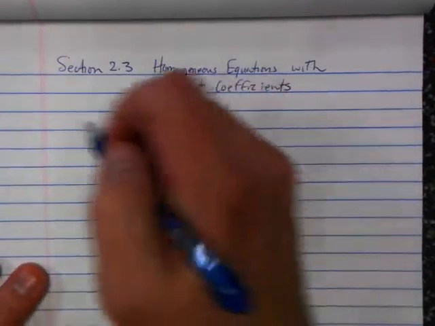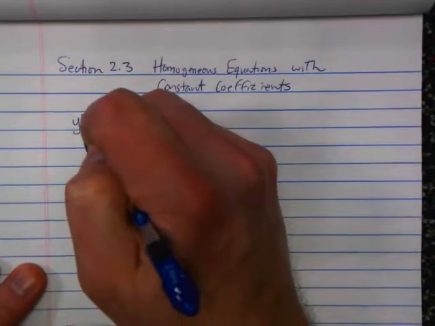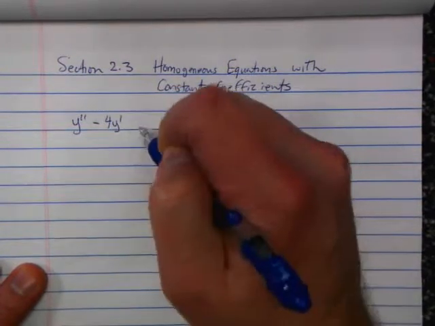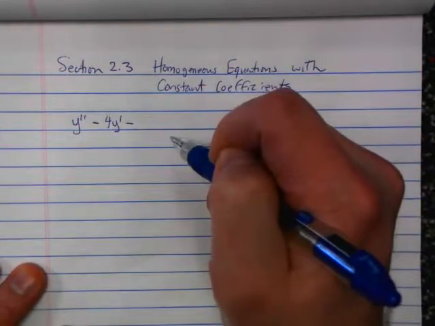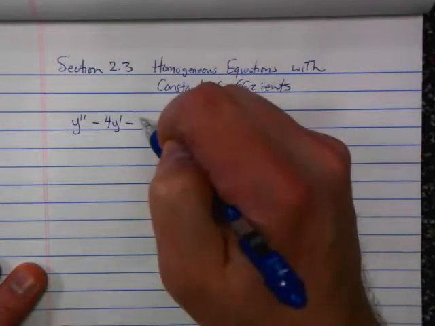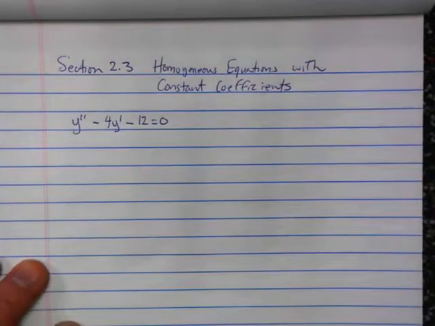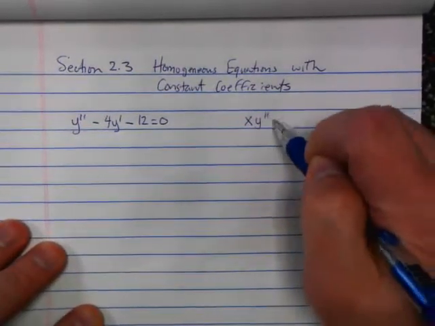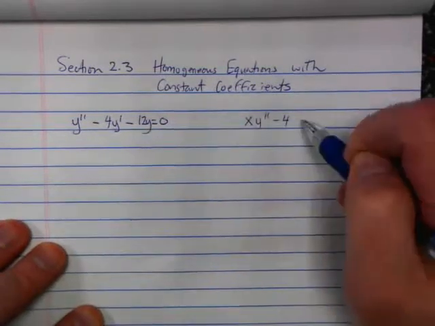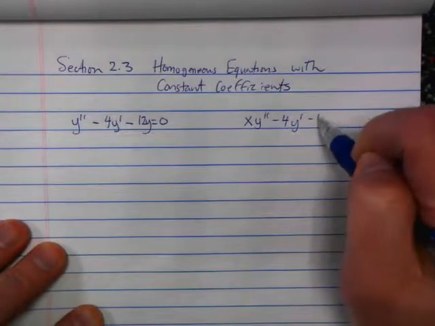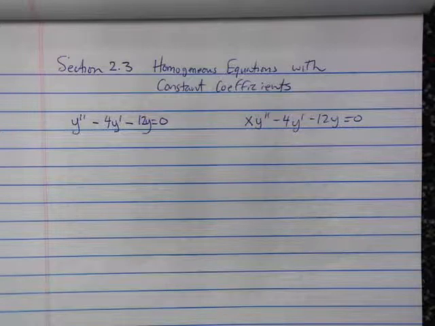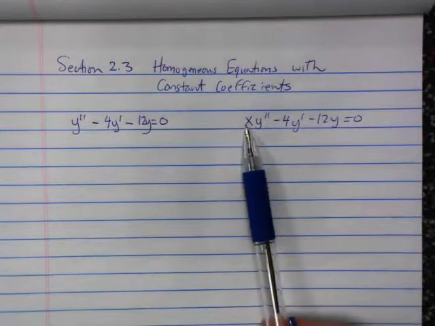All right, so for example, y double prime minus 4y prime minus 12y equals 0. That's a homogeneous equation with constant coefficients. By the way, x y double prime minus 4y prime minus 12y equals 0 is not a homogeneous equation with constant coefficients. How come that one doesn't have constant coefficients? Because it's got a variable right there. That's correct.